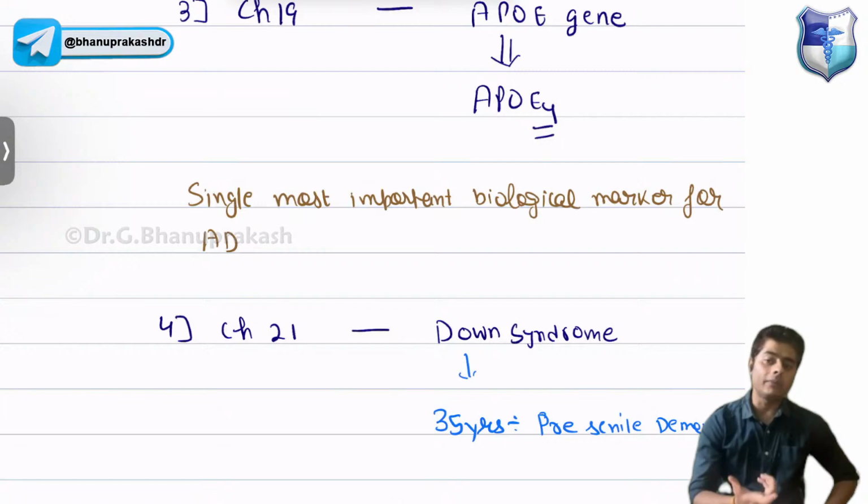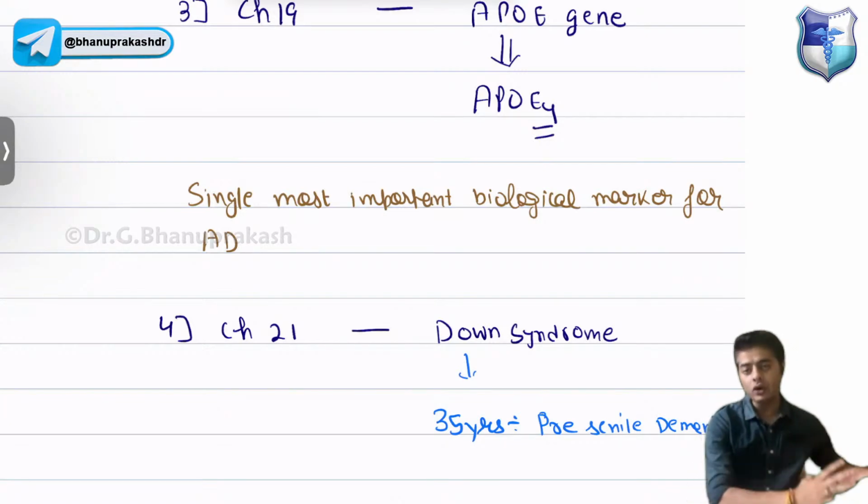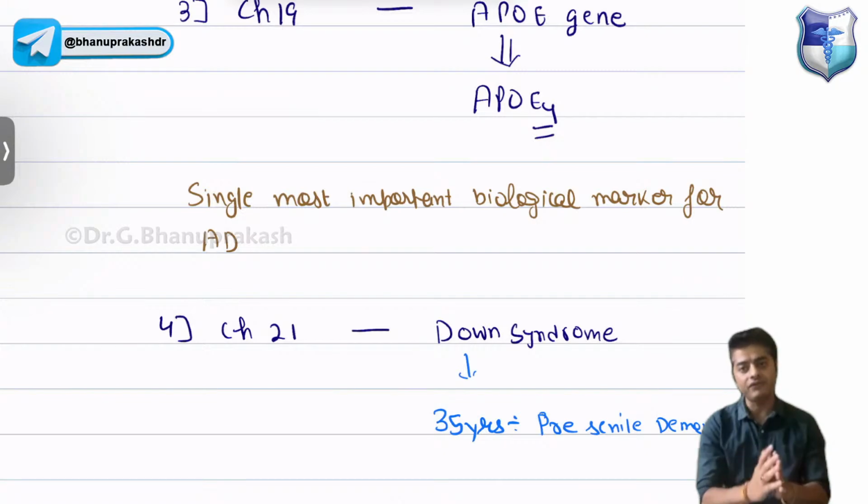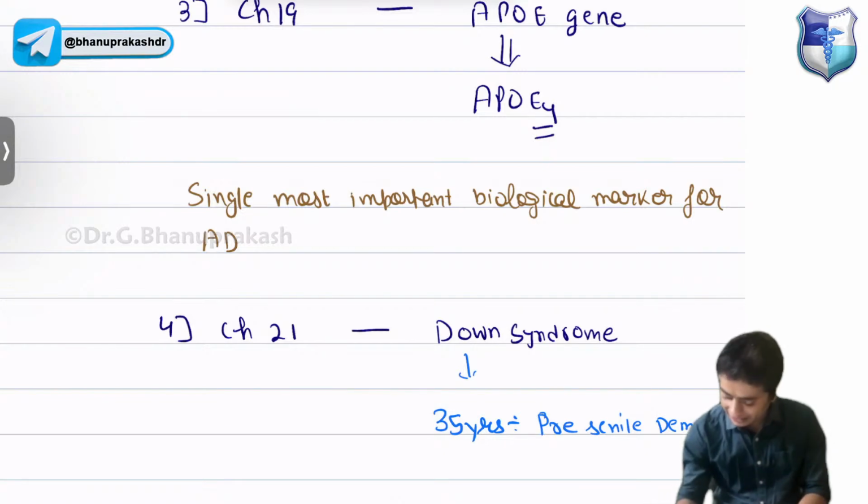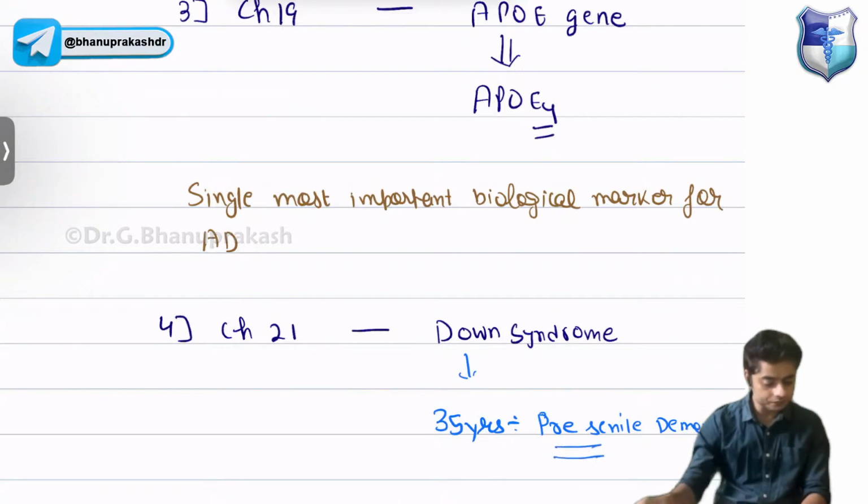And it presents at around 35 years. Generally, we know Alzheimer's presents at about 65 years, but this one presents around 35 years. That's why it is also known as pre-senile dementia.